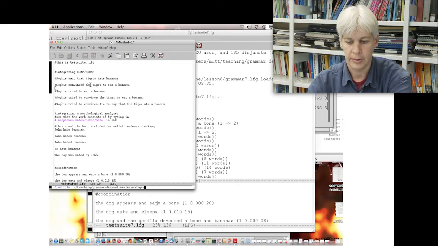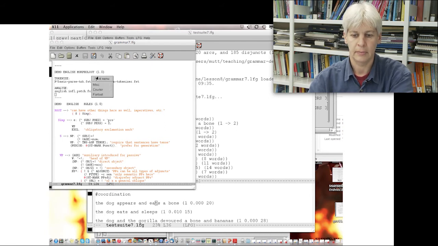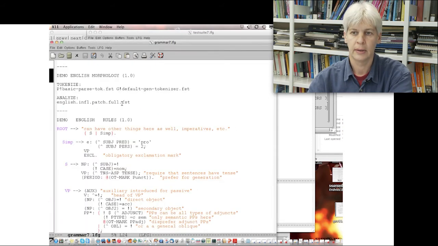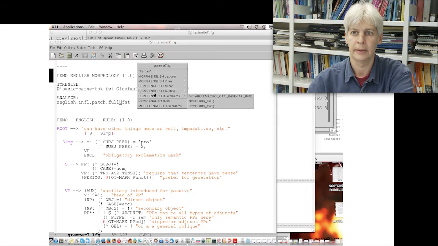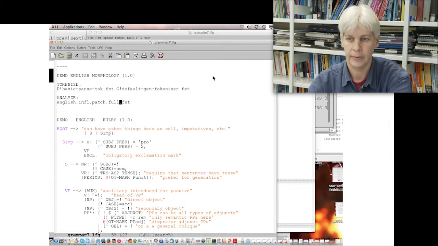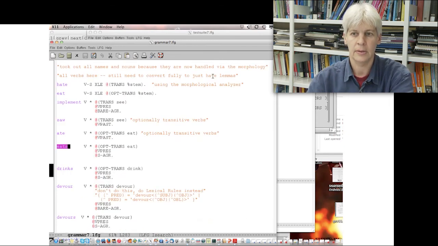So let's find the grammar. Okay, make it bigger again. And let's go find eat. Let's go under LFG, rules, templates, lexicon menus. And here's my lexicon. Let's find eat. Can we find that here? No. Okay, I'll just search for it then. Eat. Eats. Okay, so here's an entry for eats.